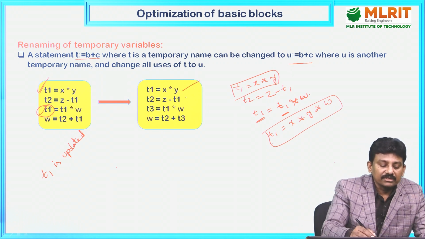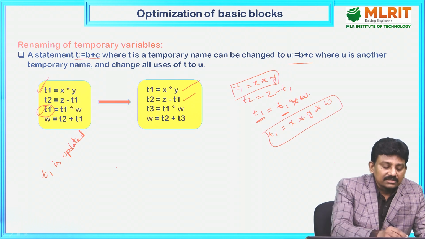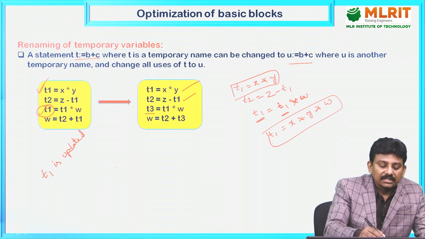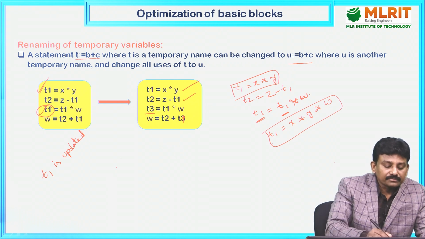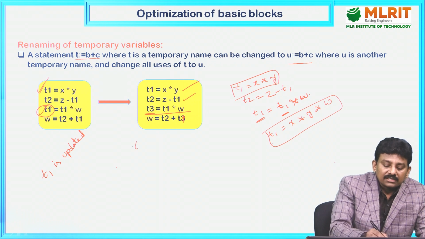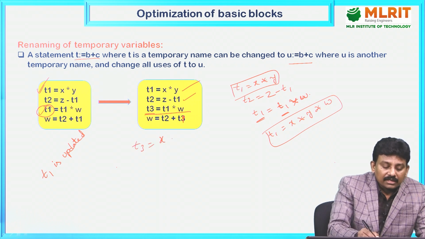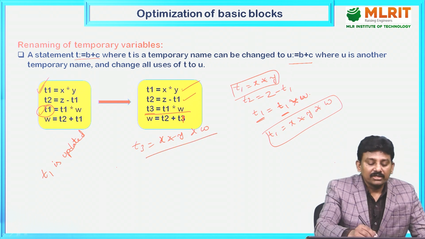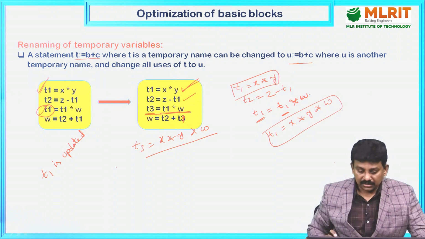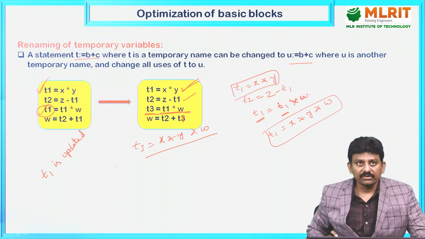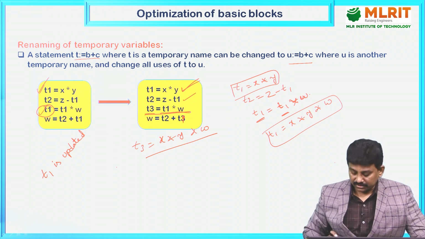T1 is equal to X star Y, T2 is equal to Z minus T1. This T1 is replaced as T3. The name is renamed, that is T3 is equal to T1 star W. W is equal to T2 plus T3. T2 plus T1 as it is. Here this T3 is X star Y star W. So this value is preserved as it is. This is also evaluated correctly. That is the use of renaming of temporary variables, preserving the old values of temporary variables.